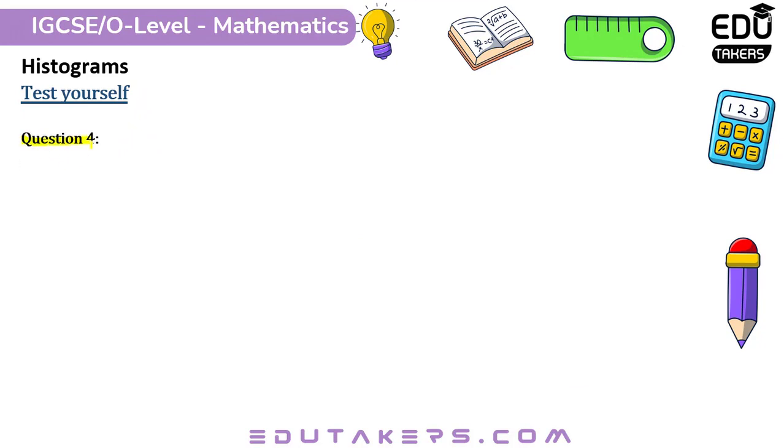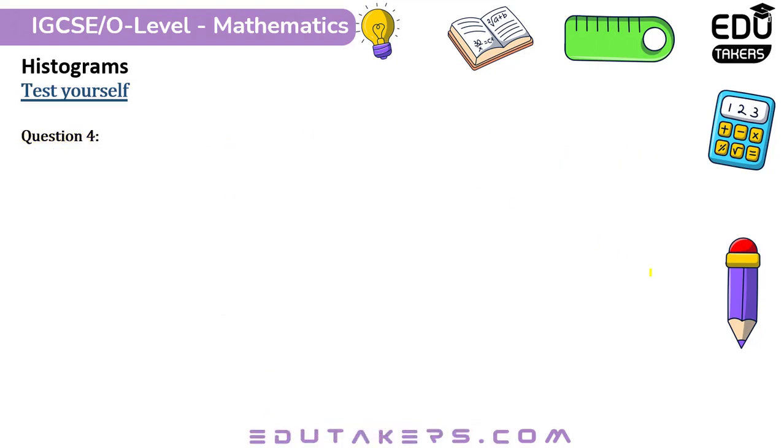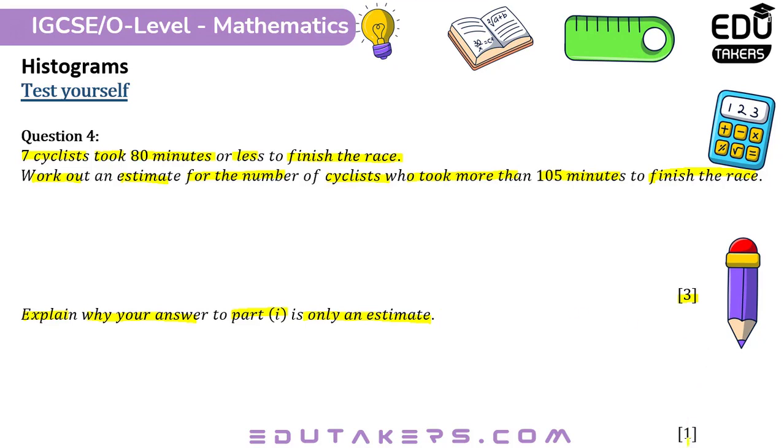Question number 4. A histogram shows information about the time taken by cyclists to finish a cycle race. 7 cyclists took 80 minutes or less to finish the race. Work out an estimate for the number of cyclists who took more than 105 minutes to finish the race. It's a 3-mark question. Explain why your answer to the first part is only an estimate. It's a 1-mark question.